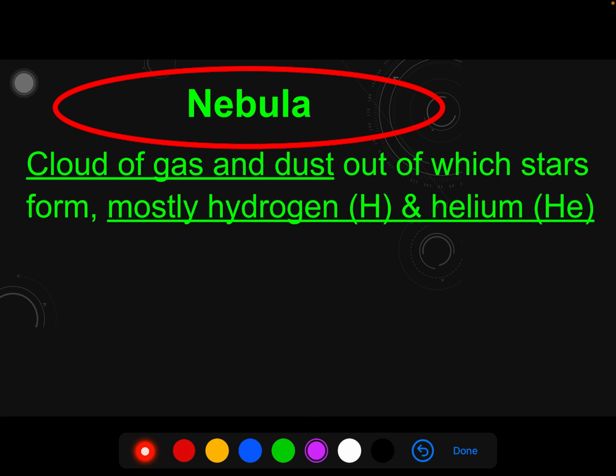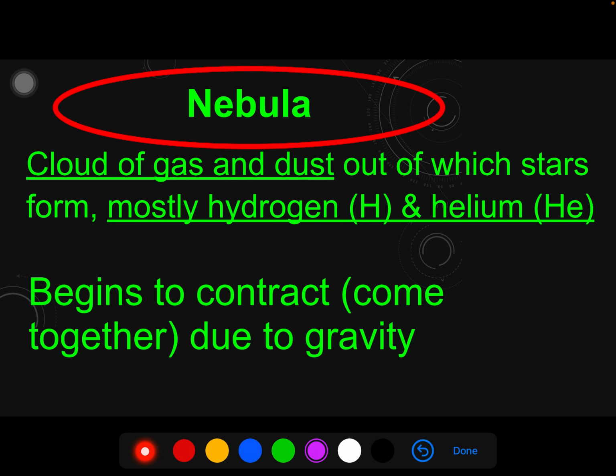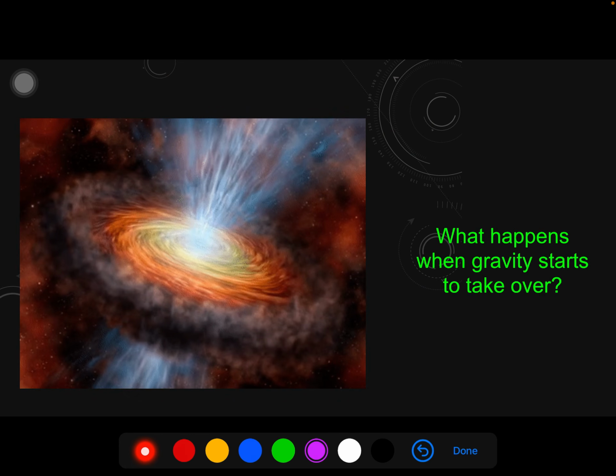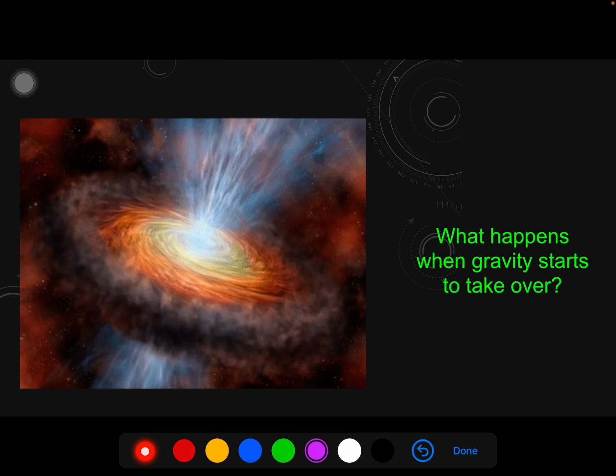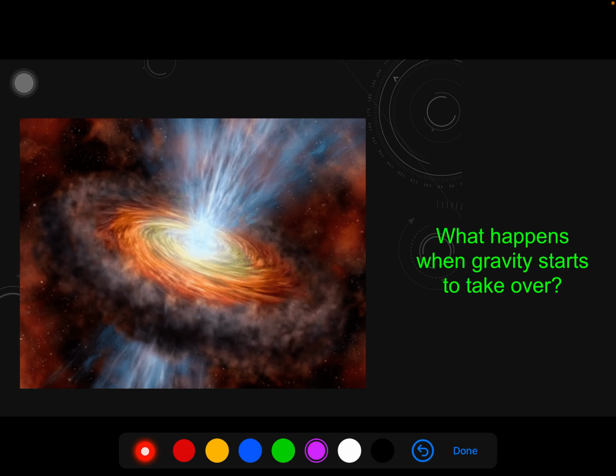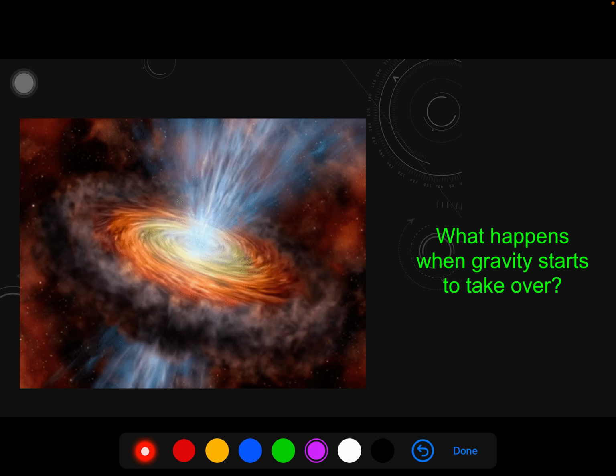So a nebula, what it is, it's just a cloud of gas and dust that's out in space. It's mostly hydrogen and helium. And due to the force of gravity, these particles are attracted to each other, and they start to contract and come together due to the forces of gravity. Okay, this is a picture of what that might look like. You see everything kind of swirling in towards the center. That's the force of gravity pulling things inward.